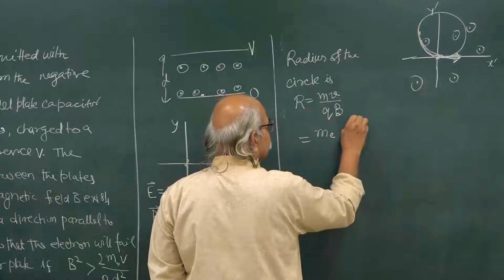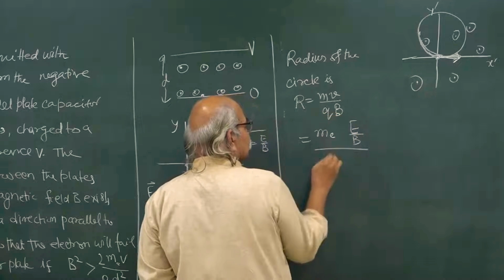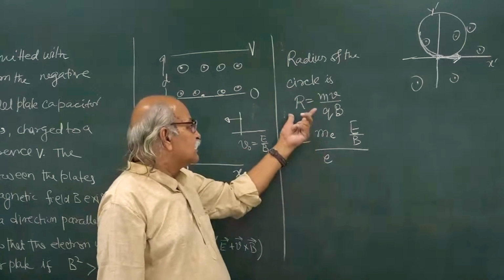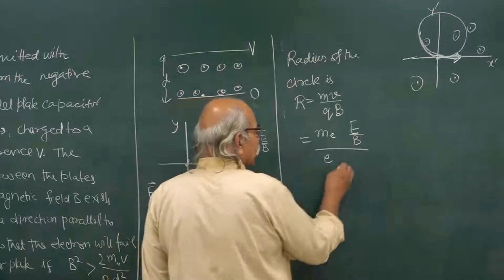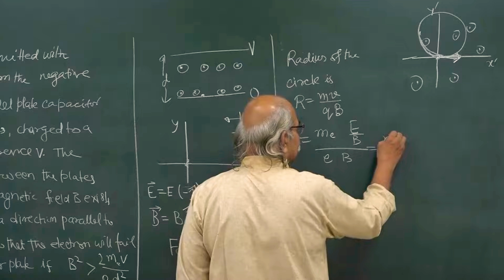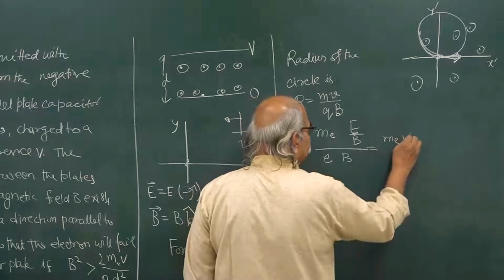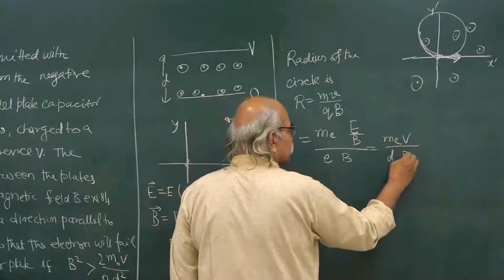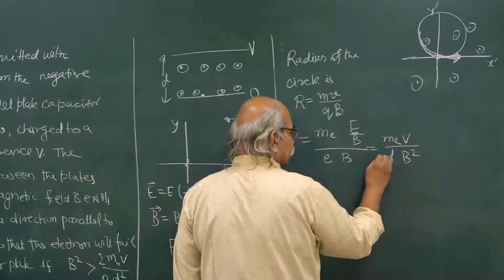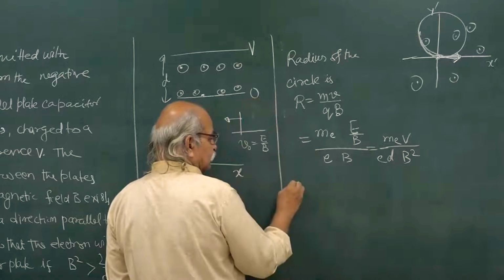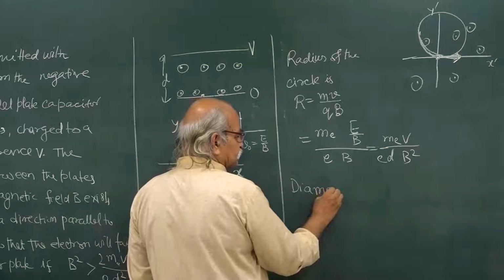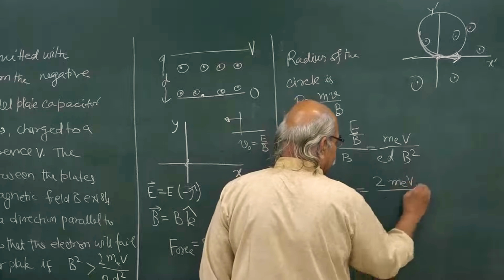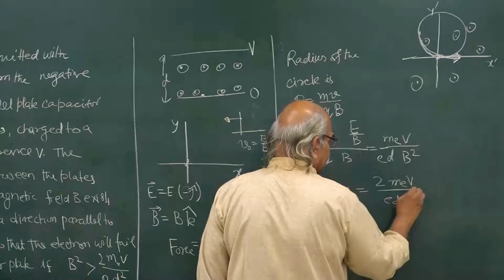We can write it E by B, then divided by charge of electron. We have already seen the direction. So, now we are writing the radius, so we have to write only the magnitude, and one more B here. So, this is m e times E, which is V by d in fact. This is m e, then this E is V by d, then B here, and then this B here, and the charge here. So, that is the radius, and the diameter is double of this, 2 times m e times V, divided by e d B square.